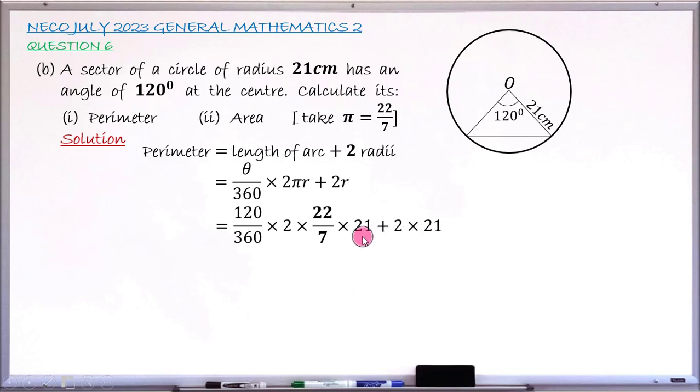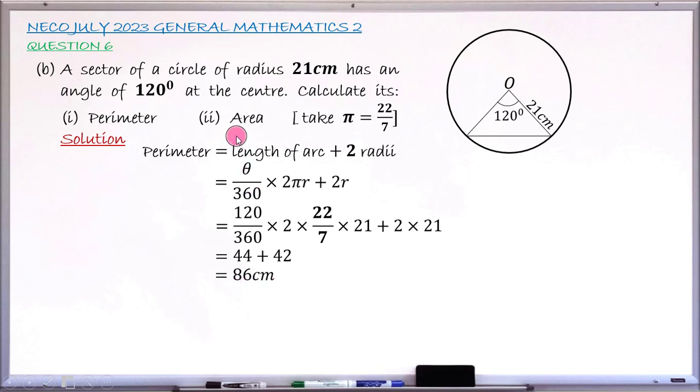Doing the multiplication before the addition, that will give 44 plus 42. 44 is the result of multiplying 120 divided by 360 by 2 by 22/7 by 21, and the end result gives you 44. And 2 times 21 gives you 42. Adding 44 and 42 correctly gives a result of 86 centimeters. So the perimeter of this sector will now be 86 centimeters.